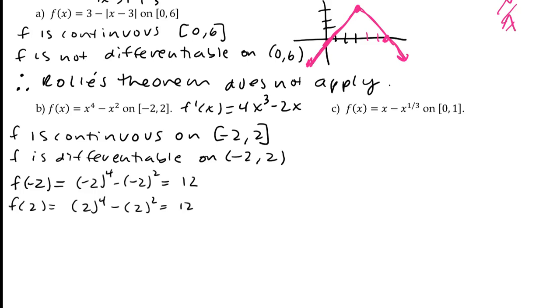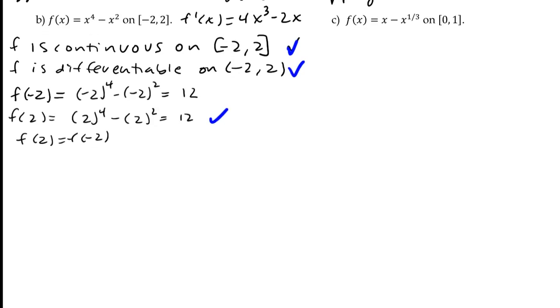Okay, so we have our checks. We're good. We have continuity on the closed interval. Let's use a different color. We have differentiability on the open interval, and we have f of 2 equal to f of -2. Let's write that down. Okay, so look at all these good check marks we have. There's our conditions. Now we can say we've met all the stipulations. Now we can say, therefore, Rolle's theorem can be applied.